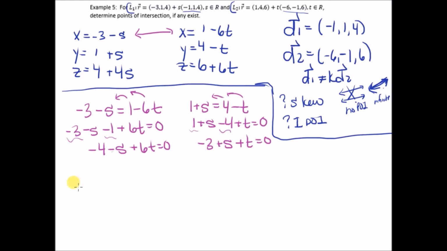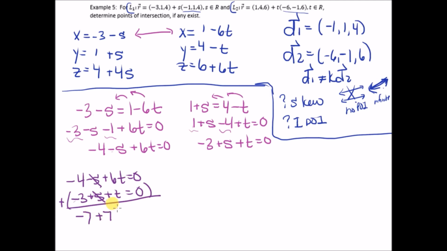So I'm going to stack them on top of one another. Negative 3 plus s plus t equals 0. I have a negative s and a plus s. Because these are opposite signs already, I'm going to add the equations. So negative 4 plus negative 3 is negative 7. These s's will cancel, and then I get plus 7t. Bring that 7 over, I get 7t equals 7, so t equals 1.